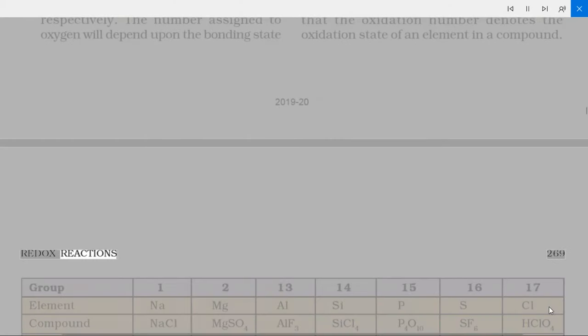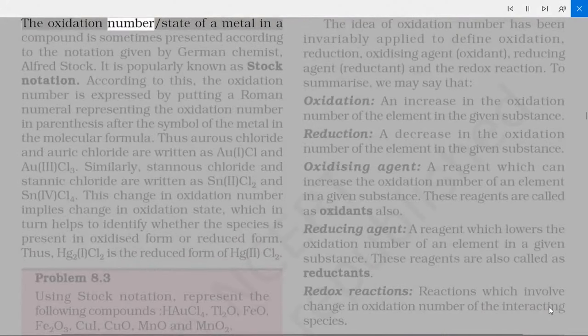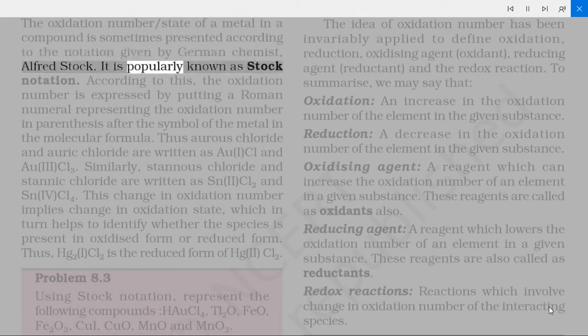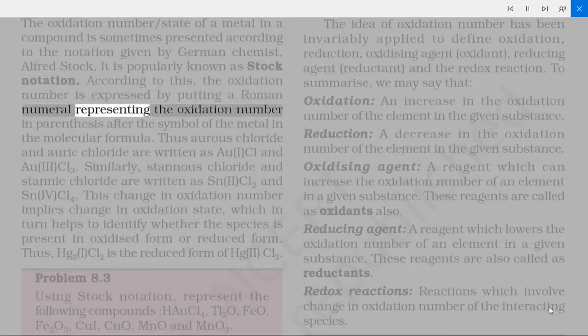Redox reactions. The oxidation number state of a metal in a compound is sometimes presented according to the notation given by German chemist Alfred Stock. It is popularly known as Stock notation. According to this, the oxidation number is expressed by putting a Roman numeral representing the oxidation number in parentheses after the symbol of the metal in the molecular formula.